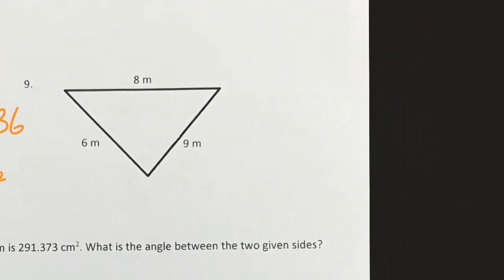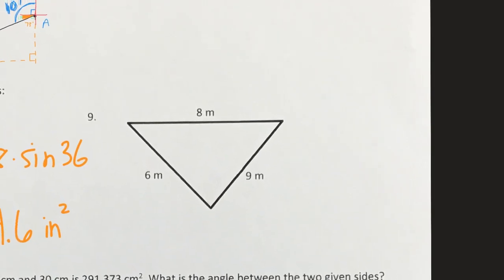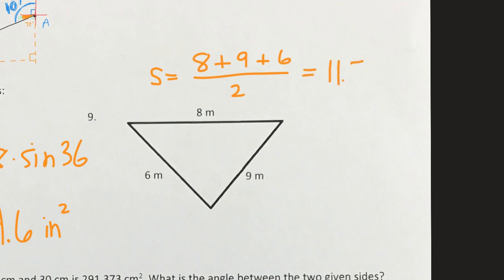And on number 9, I have 3 sides. So when I have 3 sides, I'm going to use Heron's formula. Heron's formula wants me to calculate the semi-perimeter first. So 8 plus 9 plus 6, well, that's the whole perimeter. Semi means half, so we divide it by 2. So I have a semi-perimeter of 11.5.